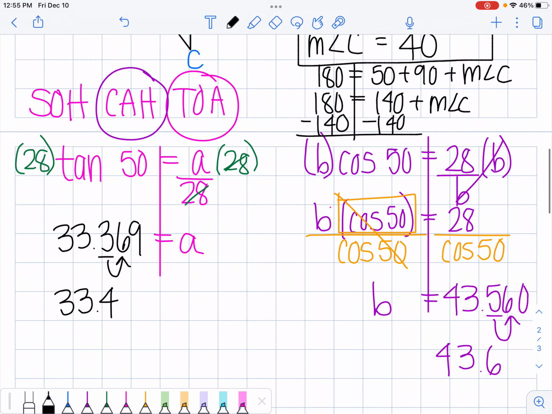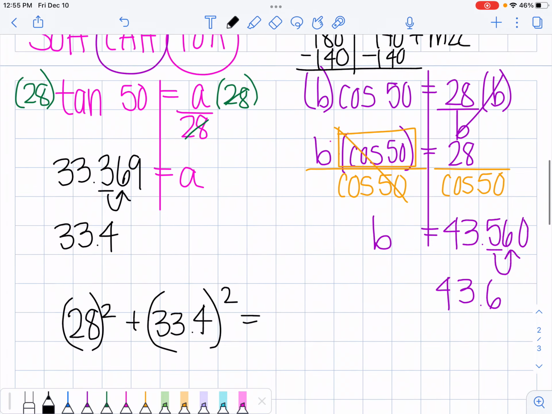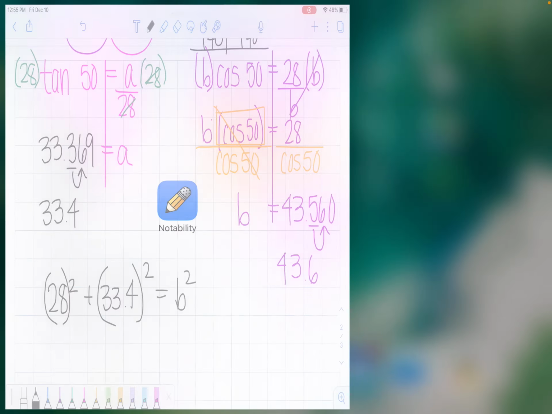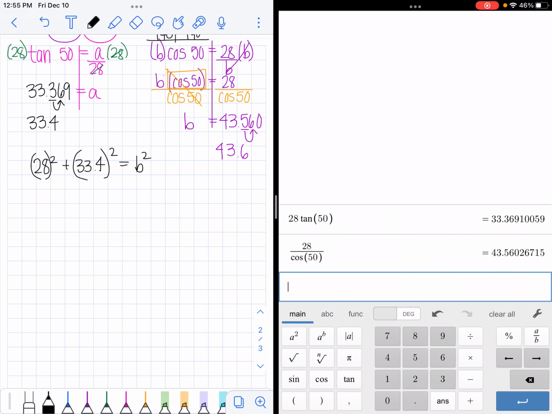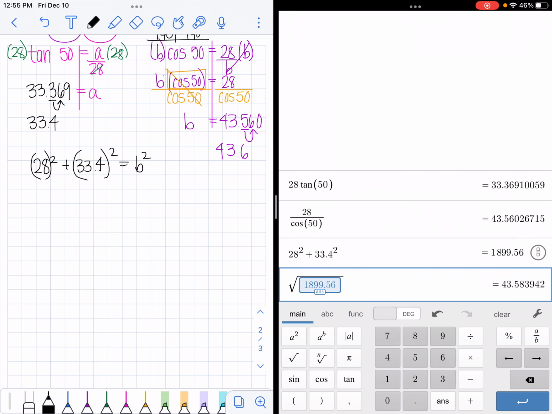Just to show you really fast, if I had 28 squared plus 33.4 squared is equal to b squared, because that's what I don't know, I could have just figured this out on my calculator over here. So I did 28 squared plus 33.4 squared, and then I'm going to take the square root of my answer, and it gives me 43.6. So both ways would work to give you the same answer. It just depends on what you feel more comfortable with or what you like using.